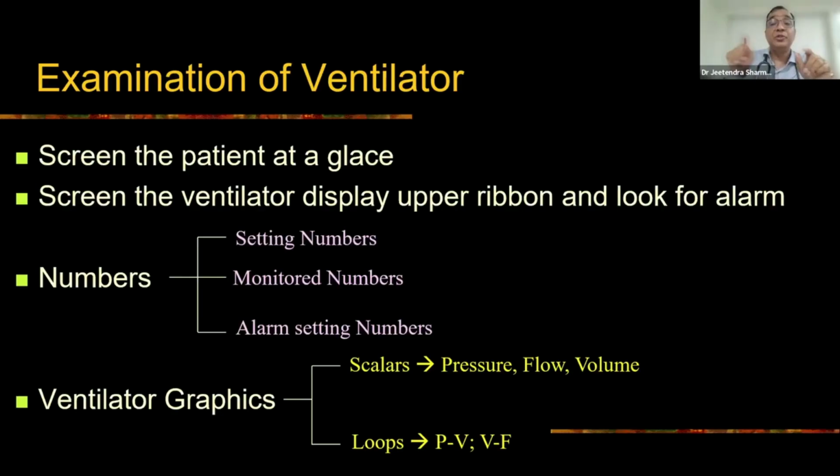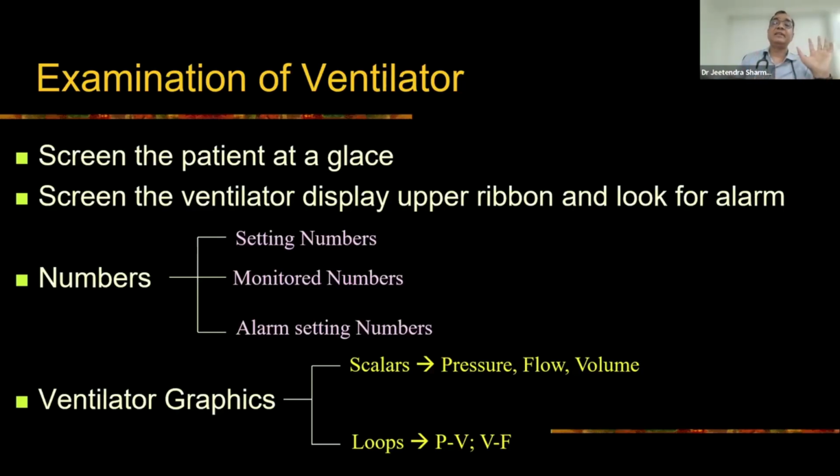FiO2 has two options: once you set it, and what is actually being delivered. Respiratory rate is also both things. So you should be very clear which respiratory rate you are seeing. Is it the setting number, the displaying number, or the monitoring number? You set 18, monitoring is showing 22. Then you understand these are different things.